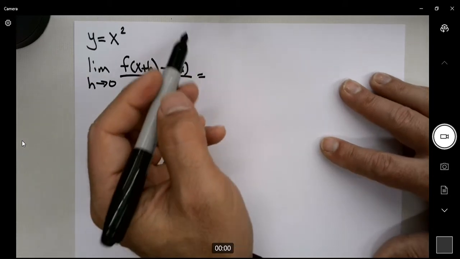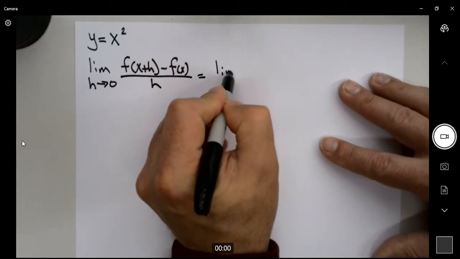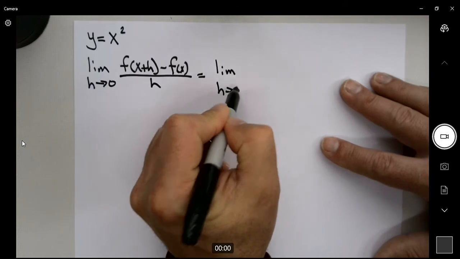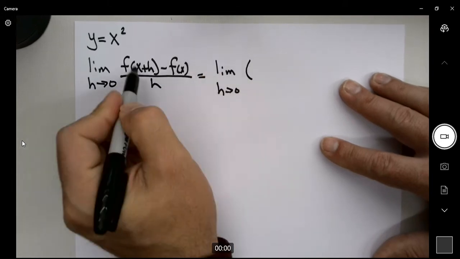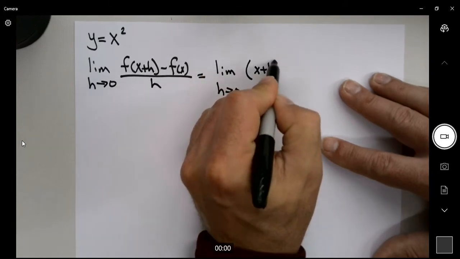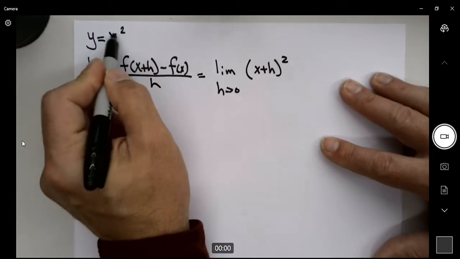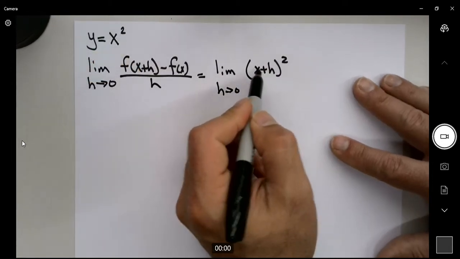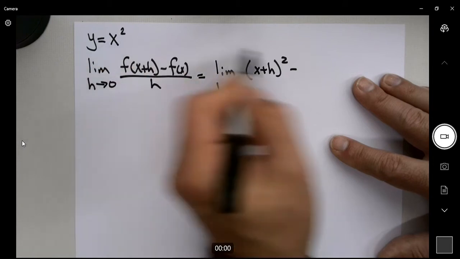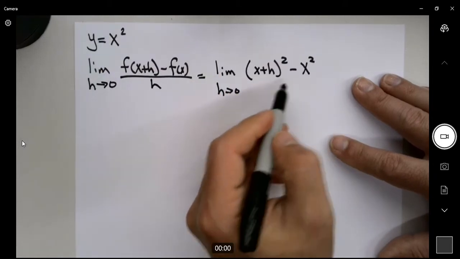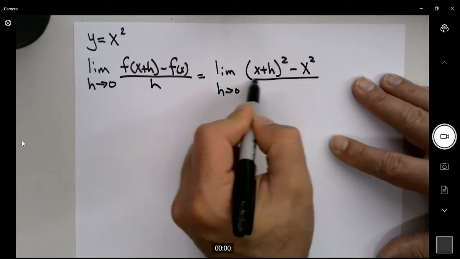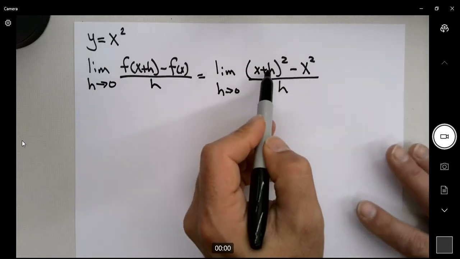So we've got the limit as h approaches 0 of x plus h squared, right? Because we're just adding h to x in here, but the whole thing is still squared, minus f of x, which is x squared, over h. Now we have to FOIL this guy out.